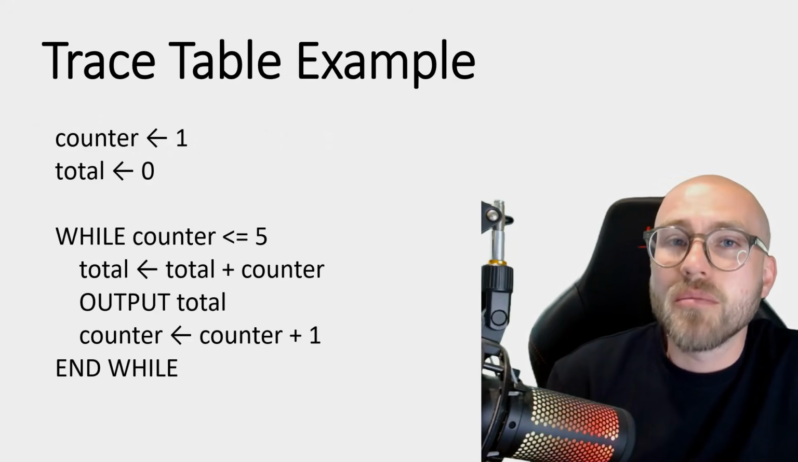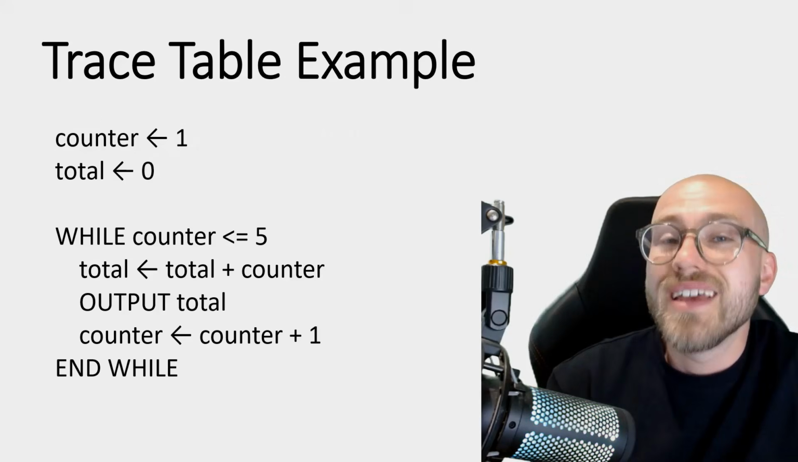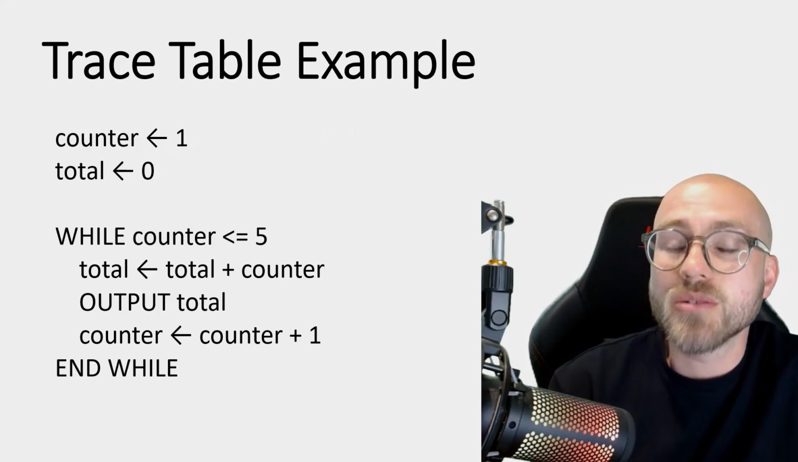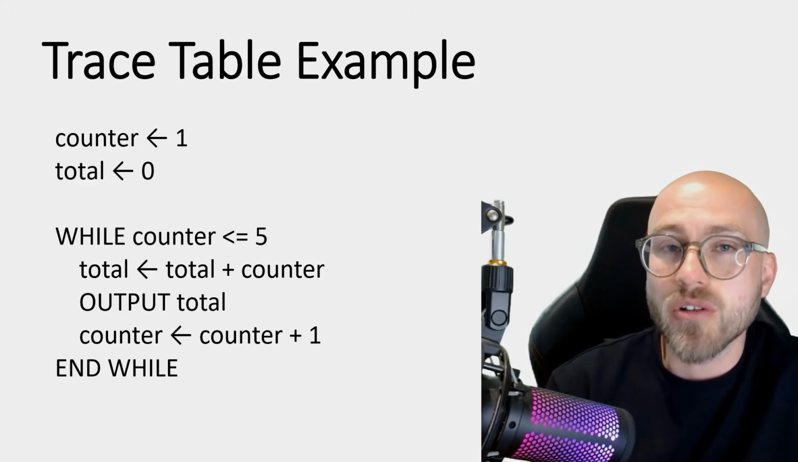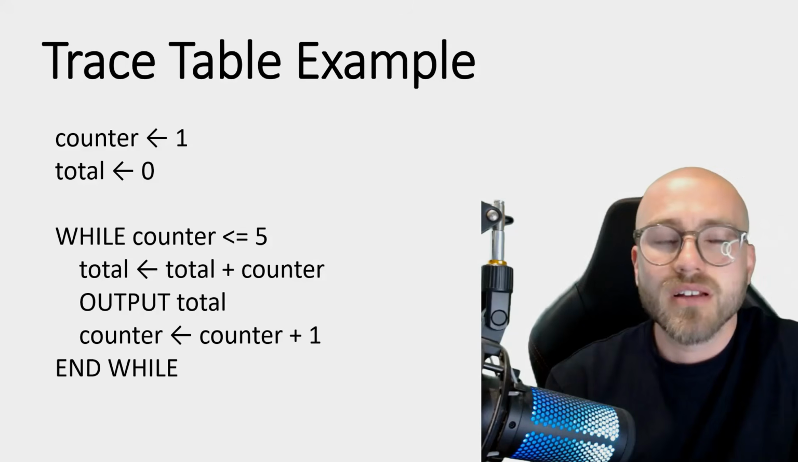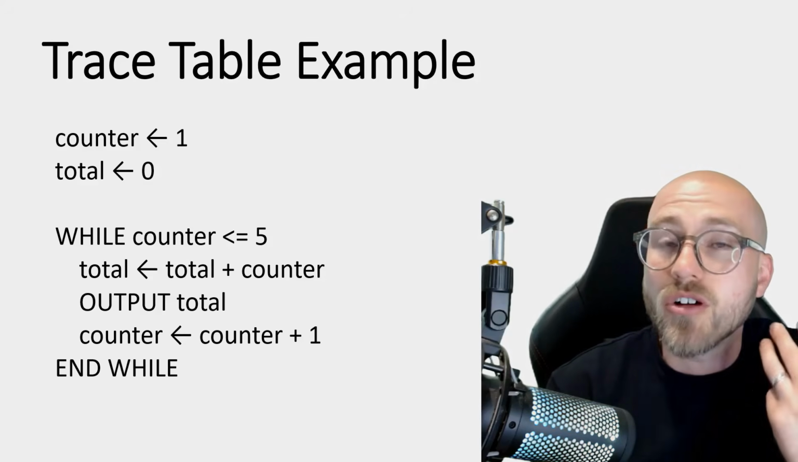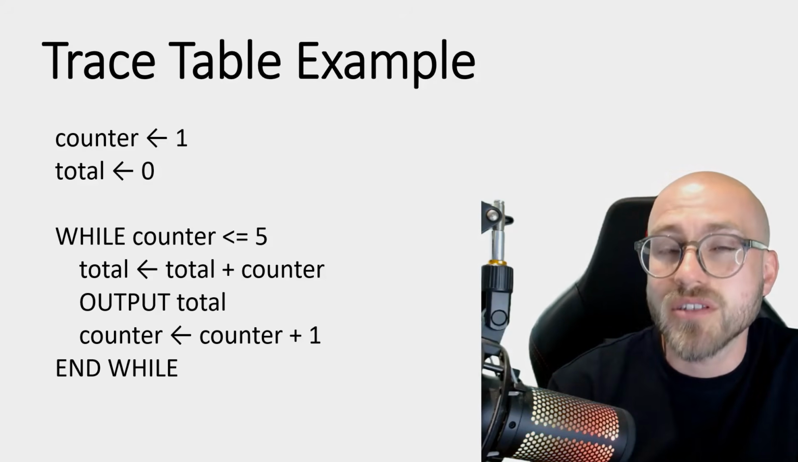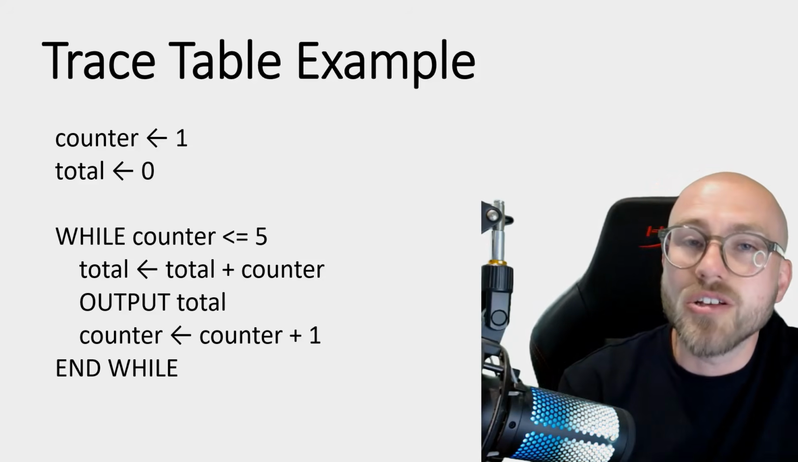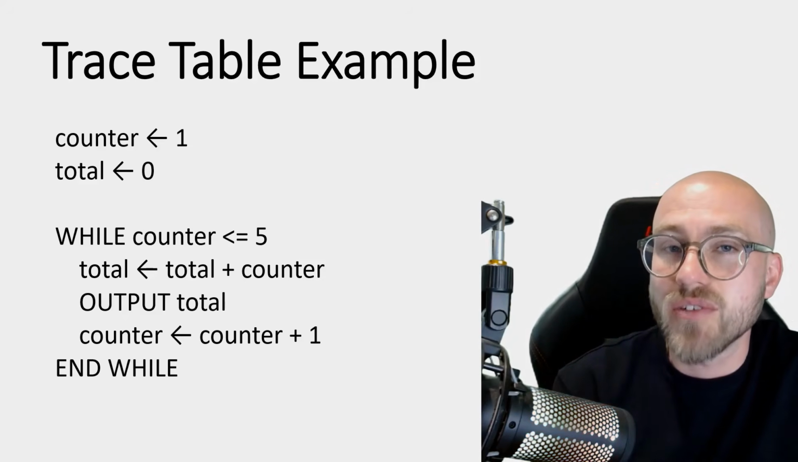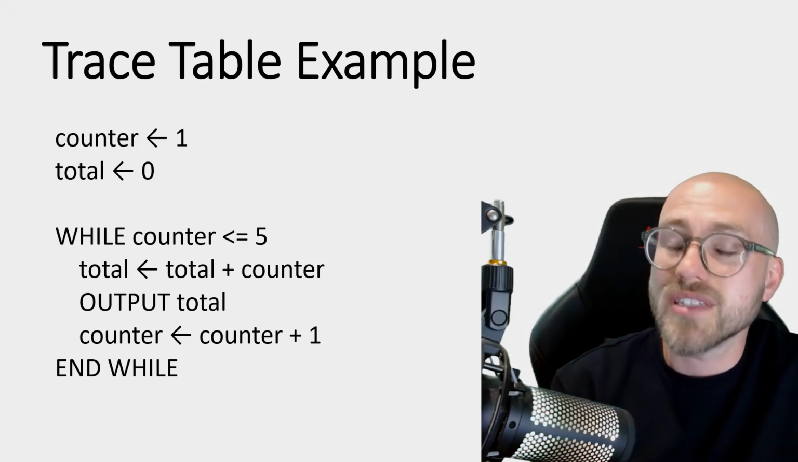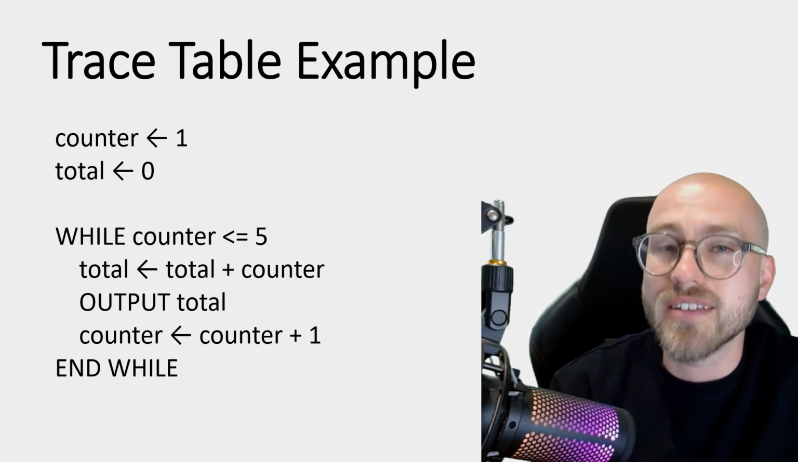So we're going to look at an example about what it might look like on your exam. Here we've got some pseudocode and we're going to write the trace table out for what this pseudocode actually does. So if we just talk about the pseudocode first, we've got two variables at the beginning. We've got counter and we've got total. So we've got a while loop here, which means it's going to repeat a section of our code. And in this case, while the counter is less than or equal to 5, it's going to repeat.